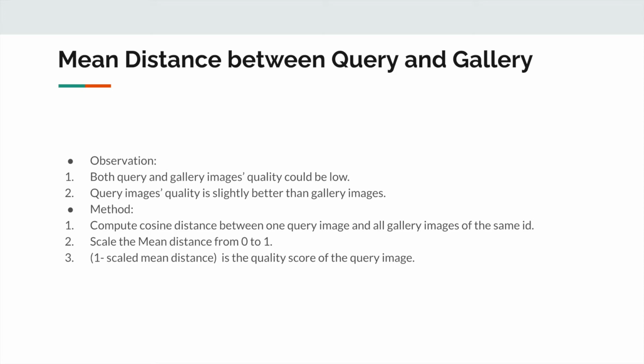I also tried mean distance for labeling the image quality. I noticed that both query and gallery images quality could be low, and query images quality is slightly better than the gallery images. I compute cosine distance between one query image and all gallery images of the same ID, and then I scale the mean distance from 0 to 1. And 1 minus the scaled mean distance is the quality score for the query image.